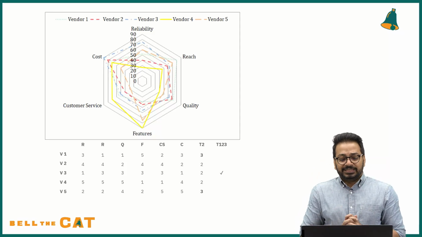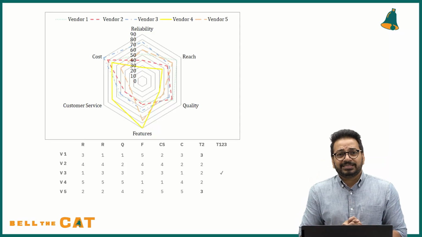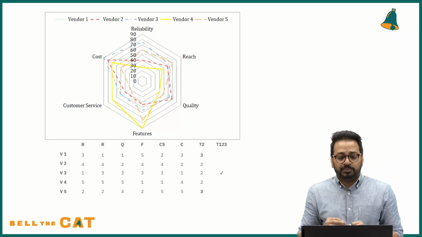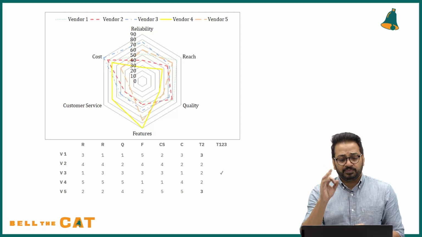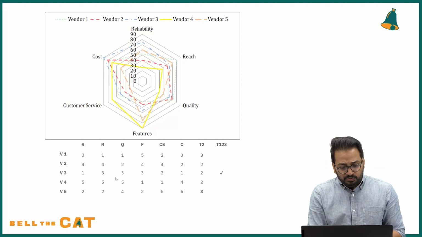The question they're asking is what? How many vendors have the maximum number of top 2s? Vendor 1 has 2 1s and 1 2. That means 3 values in the top 2. So that is 3. Vendor 2 has how many values in the top 2? Only 2 2s. So in terms of top 2, only 2 values.